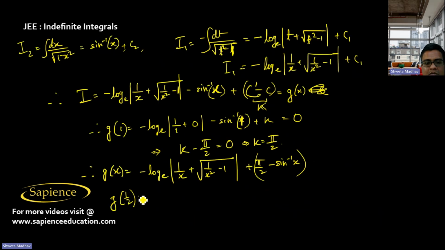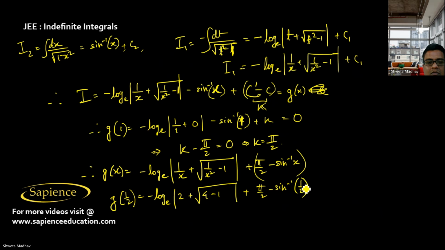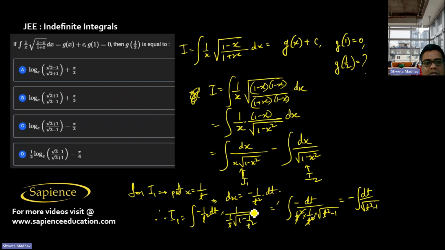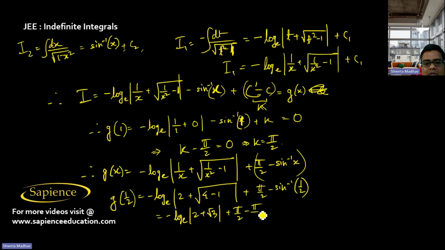So g of half will be minus log base e of 2 plus root over 1 by 2 whole square, so 1 by 4, so 4 minus 1, plus pi by 2 minus sine inverse half. So this will be minus log base e mod of 2 plus root 3, plus pi by 2 minus pi by 6.